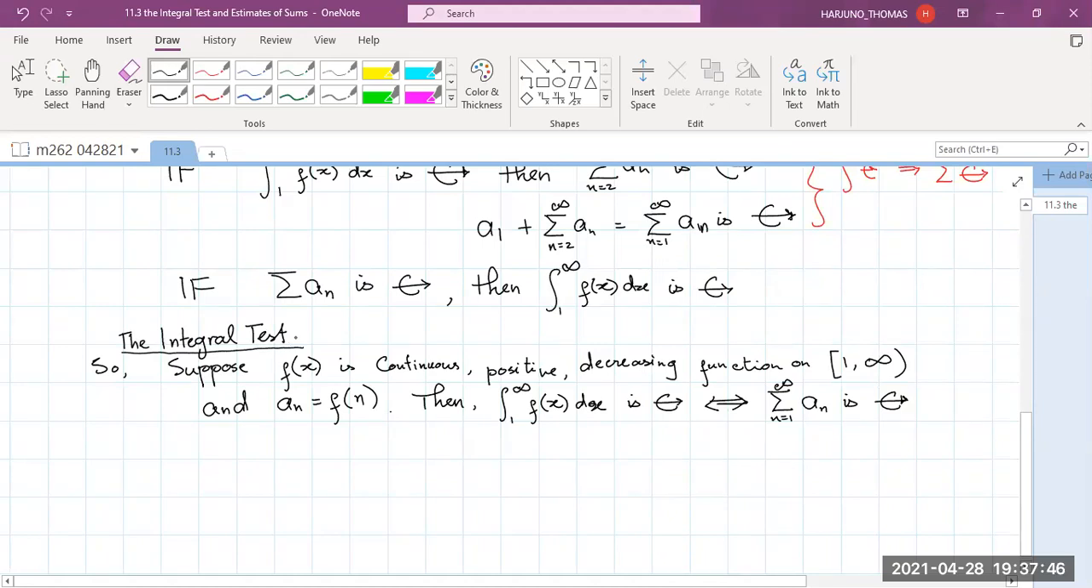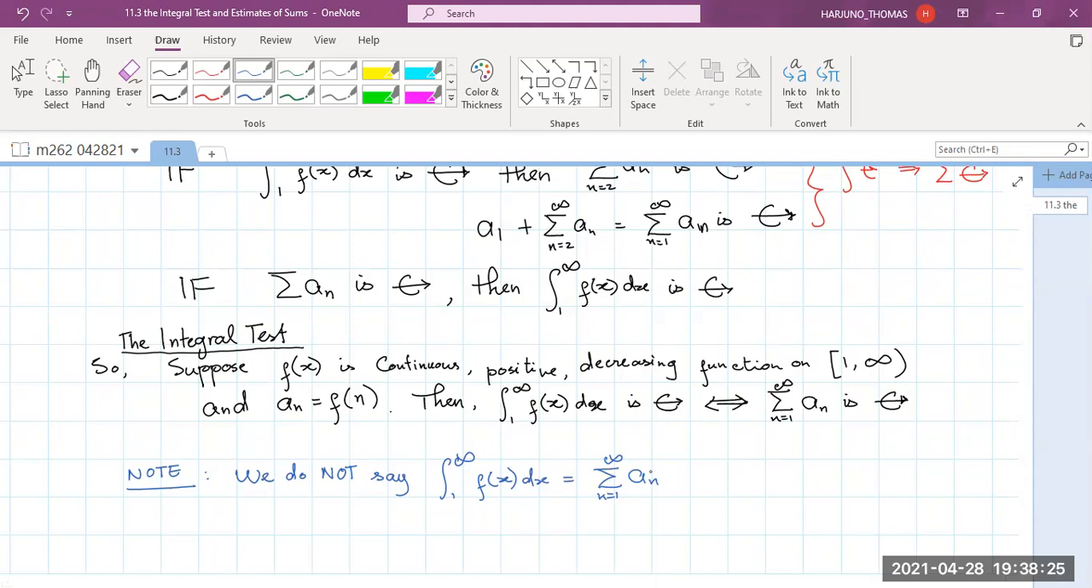Okay, the integral and the series will have the same convergence. But please note that we do not say that the integral is equal to the series. No, that's not what we say. The integral may give you a number that is different from the infinite series. They may not converge to the same number. What we know is they just have the same convergence. Both of them converge or both of them diverge.